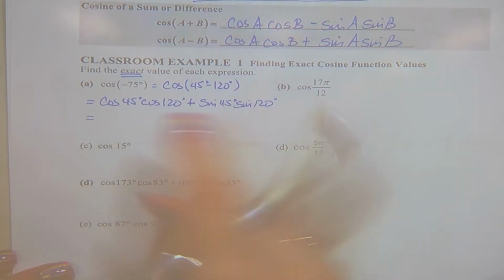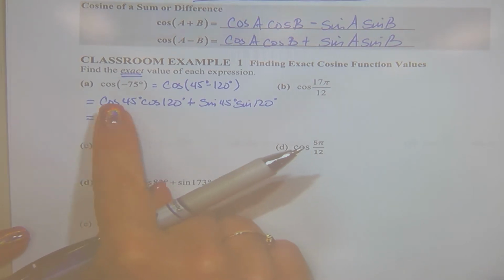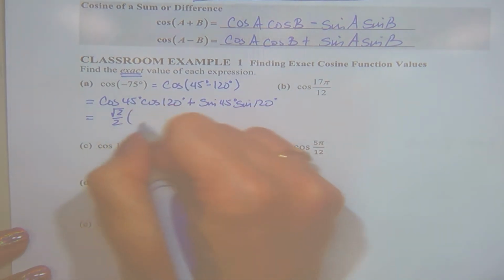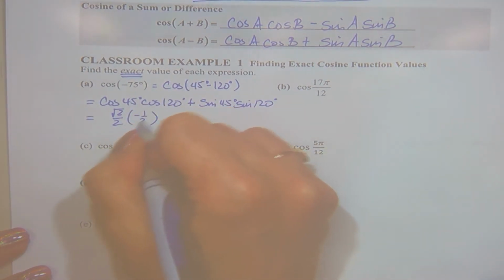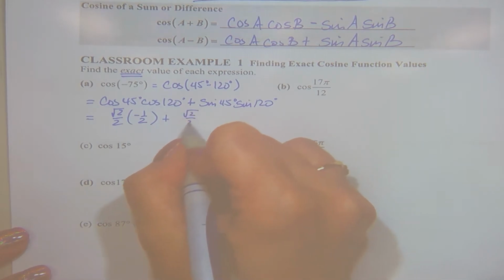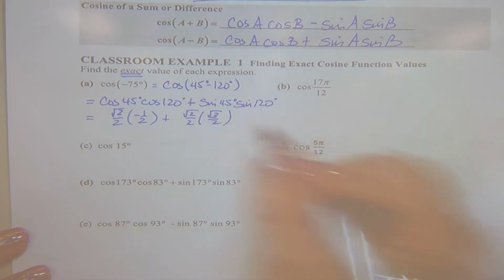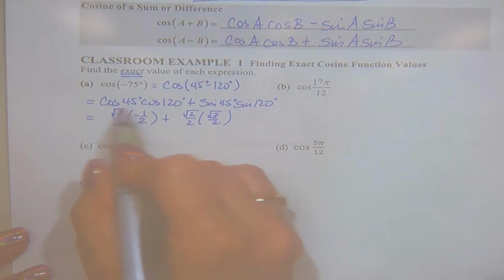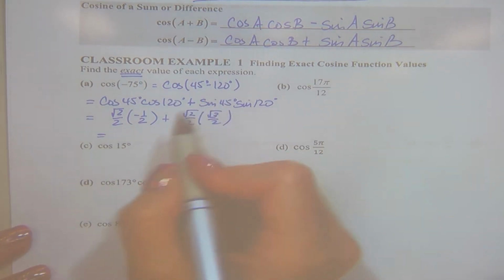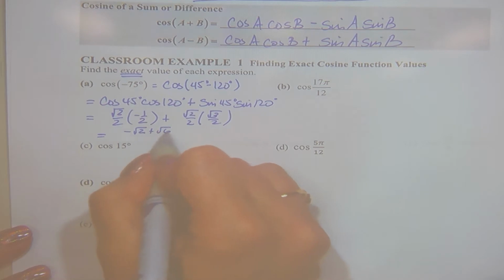Now I'm going to use my unit circle to find these values, unless you know them by heart, which would be lovely. Cosine of 45 degrees is square root 2 over 2. I see that on my unit circle. Cosine of 120 is a negative 1/2. Sine of 45 degrees is also square root 2 over 2, and sine of 120 is a positive square root 3 over 2.